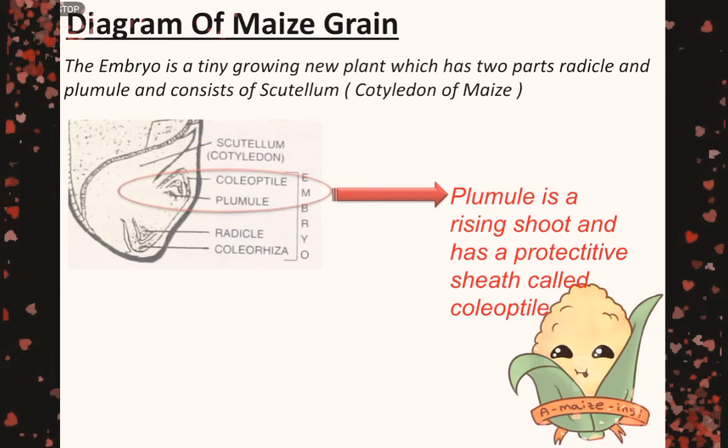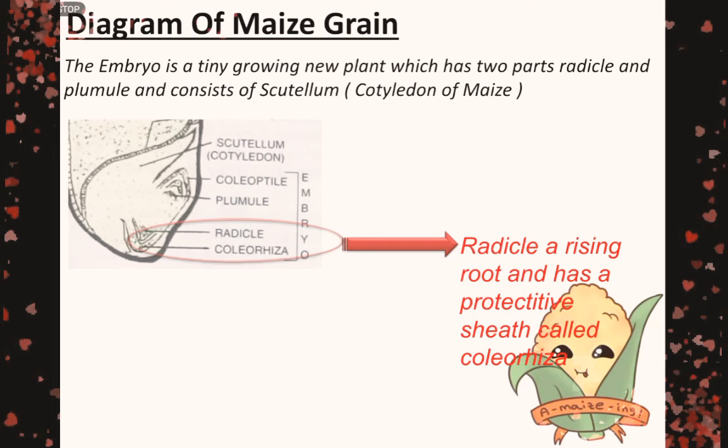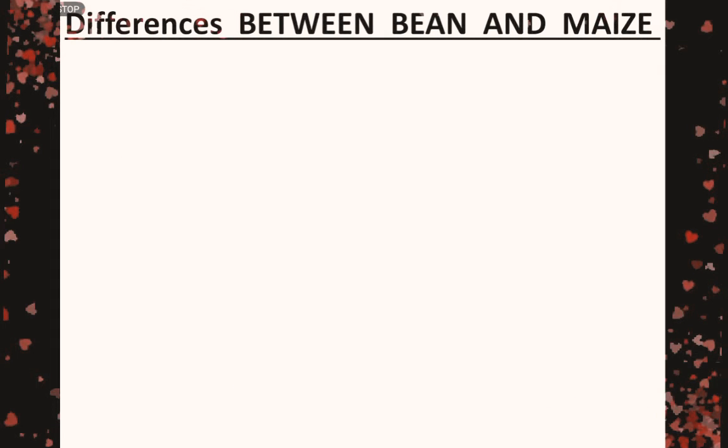Plumule is a rising shoot and has a protective sheath called coleoptile. The radicle, a rising root, has a protective sheath called coleorhiza. Remember, the radicle has a protective sheath called coleorhiza and the plumule has a protective sheath called coleoptile. Now let's know the differences between a bean and a maize.